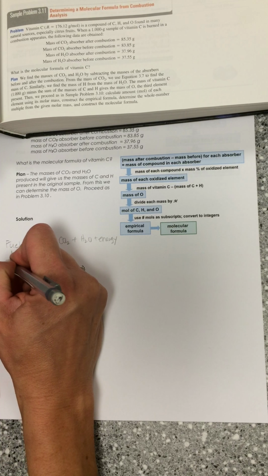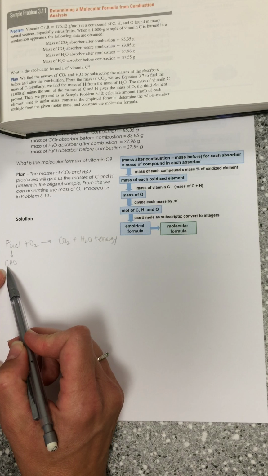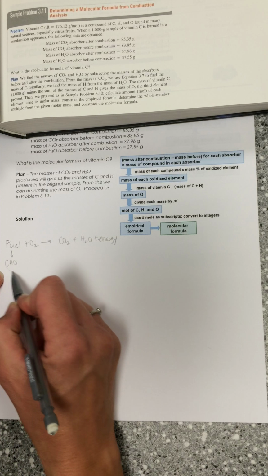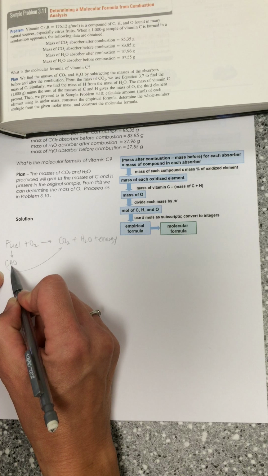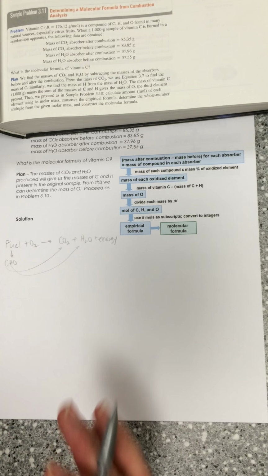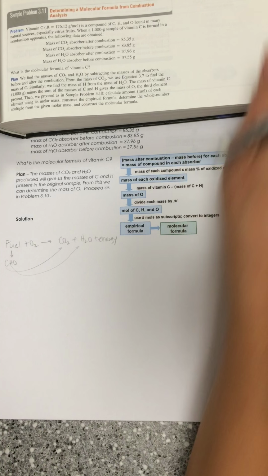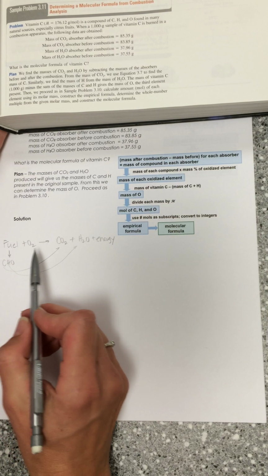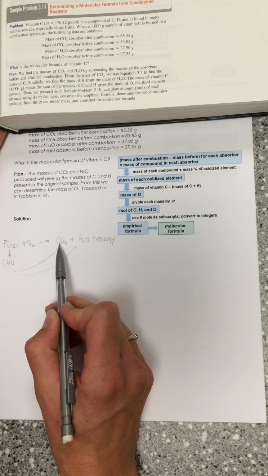So the concept is that when you combine this with oxygen, the carbon from your fuel gets converted to carbon dioxide, the hydrogen from your fuel gets converted to water, and then whatever is left, that oxygen is just going to be what we call the difference. Hopefully this will make sense in a second here. But the concept is your fuel basically gets converted to carbon dioxide and water.